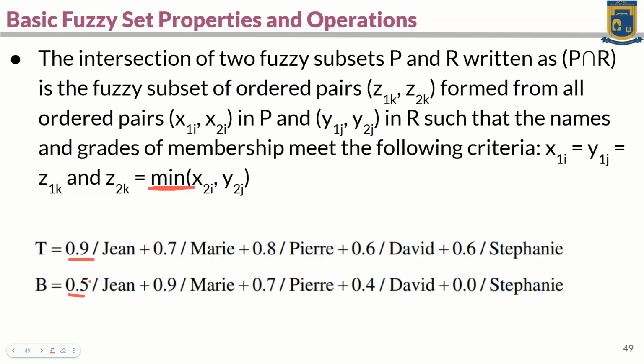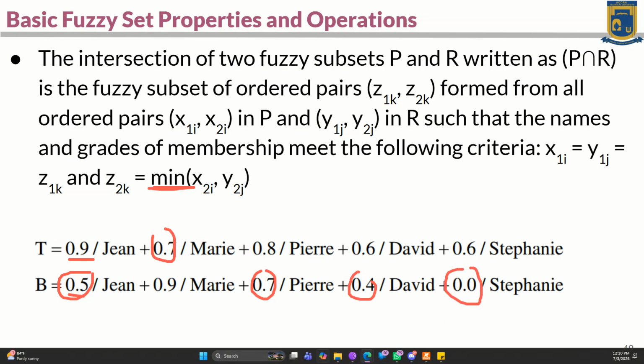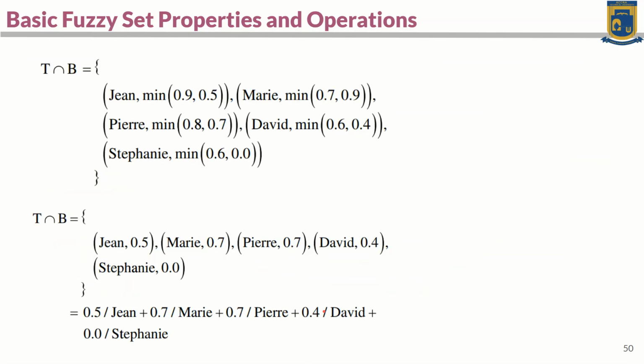So the intersection is what they have. So we are going to pick the minimum. So this, we are going to choose this. Here, we are going to choose this. Here we choose this, here we choose this, and here we choose that. Okay, for the intersection, as you can see over here. So here that one too.